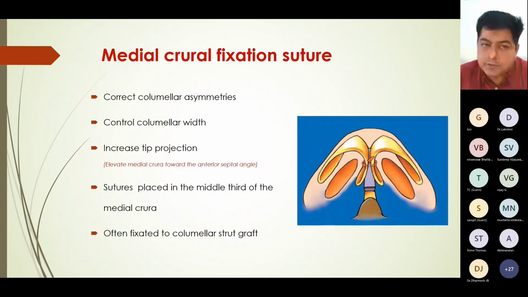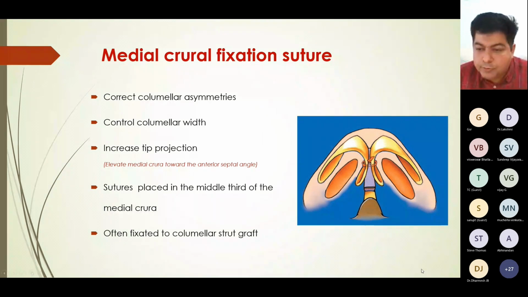The second tip refinement method you should know is the medial crural fixation suture. Why would you need to do crural fixation on the medial aspect? Primarily to address the columellar asymmetries. Sometimes the columella is very wide. How to address that? You cannot excise the skin. You have to address the cartilages. So you can do these sutures placed along the middle third of the medial crura and bring them in the midline and try to reduce the width, and as the skin drapes over it, the columella width will decrease.